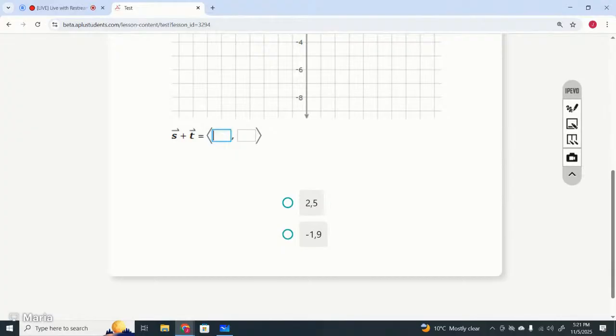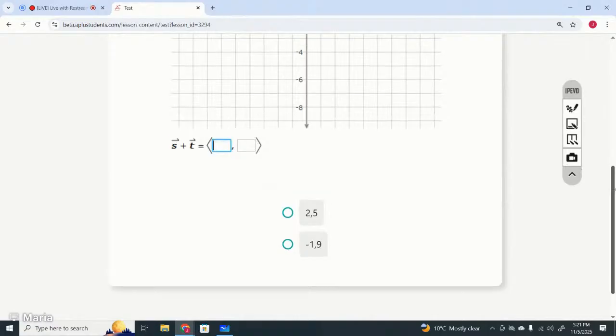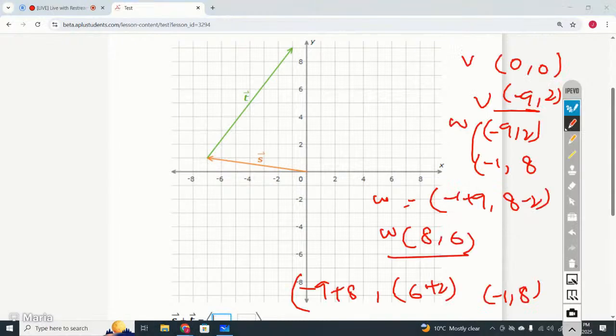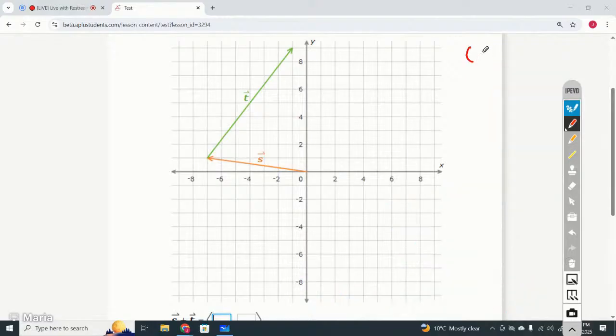Okay, so we need to find the resultant vector of s plus t. So start with the vector s. The initial point is 0, 0. The terminal point is at negative 7 and 1. That is for vector s. Now for vector t, sorry, that is negative 7 and 1.